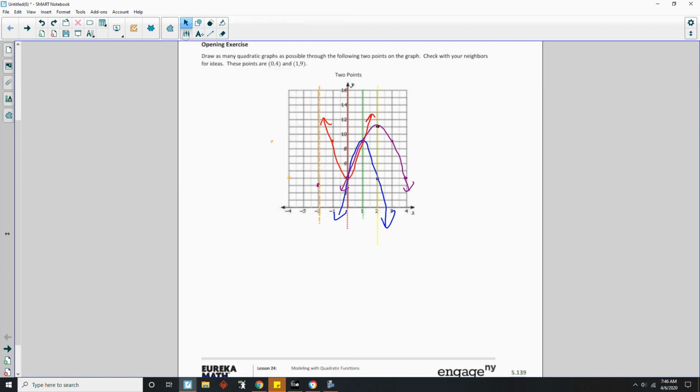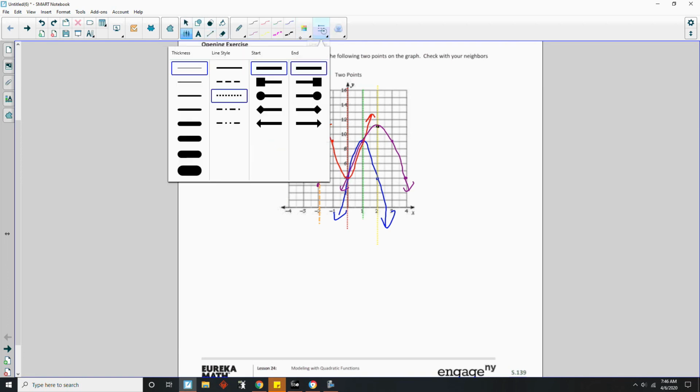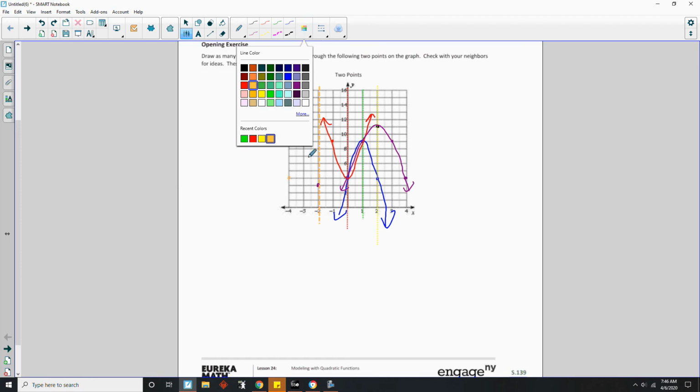this orange one, and so this was my vertex right here. So I have this point here, this is dashed, but that's okay. This point here, coming down through that point, over, up, and through this point here. Okay? So my point is, haha, get it?